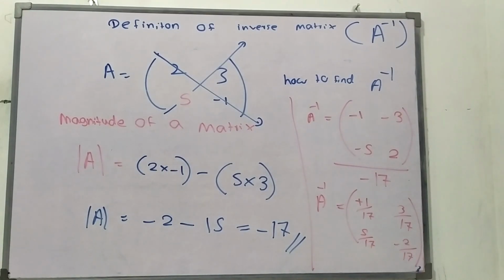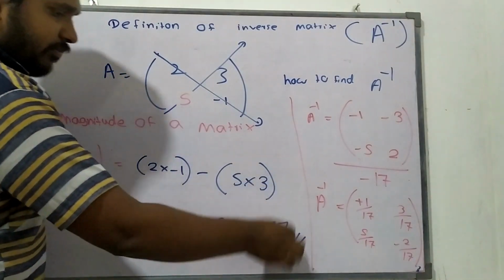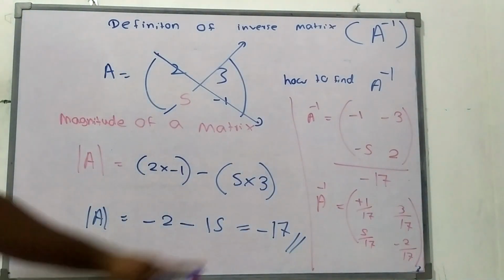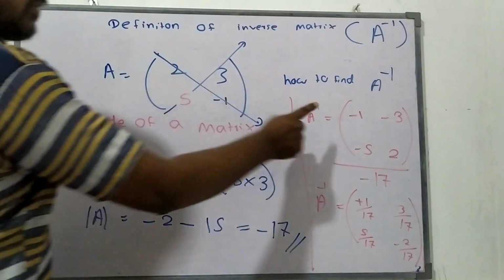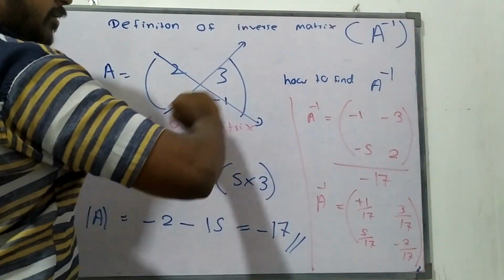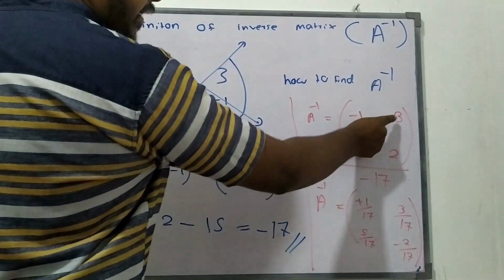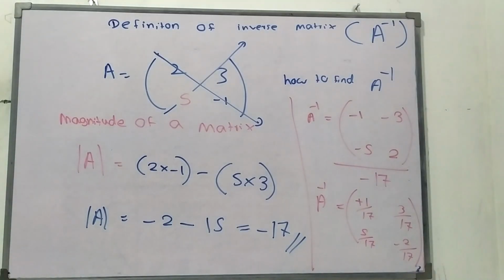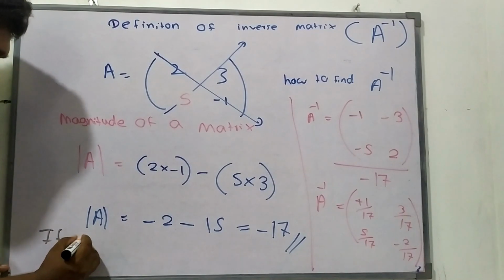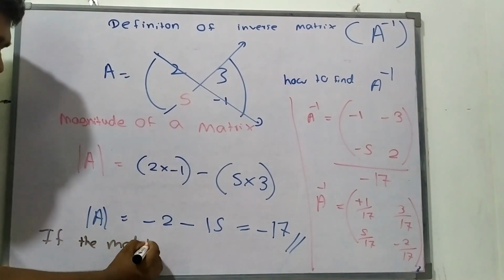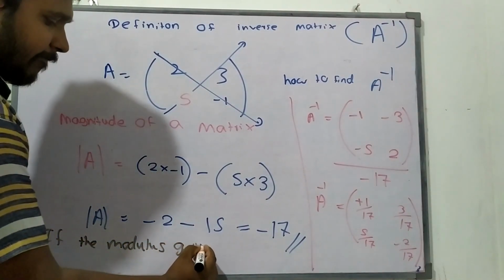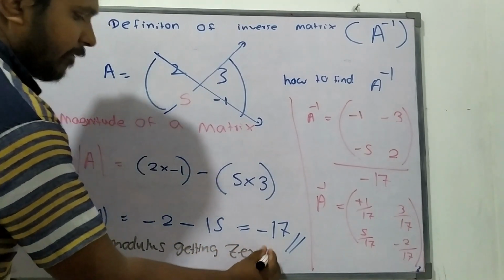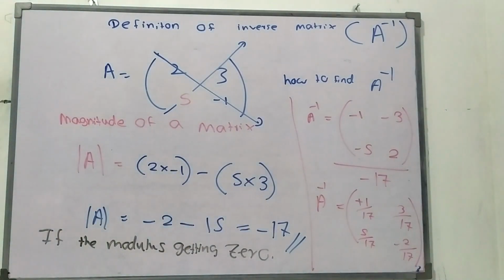So first of all, you just need to find the modulus A, right? And swap the main diagonal elements, multiply the secondary elements by minus, and divide by the modulus of the matrix, right? But one more important thing: if the modulus is getting 0, therefore we don't have any inverse matrix.